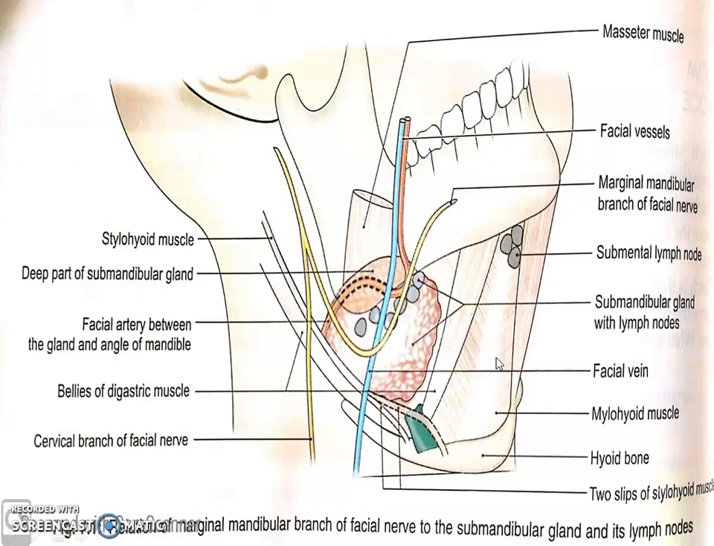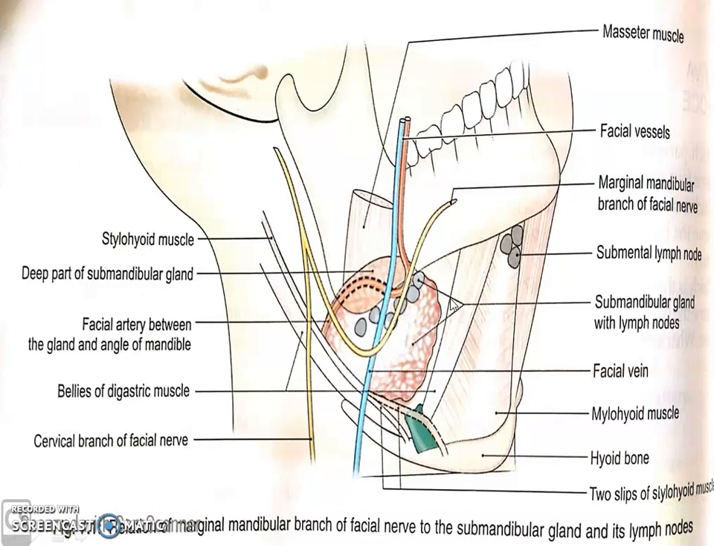It also contains two important glands. These are the submandibular gland, and at this floor we have the sublingual salivary gland. Then it also contains one ganglion, called the submandibular ganglion. This region also contains one nerve, called the chorda tympani nerve.